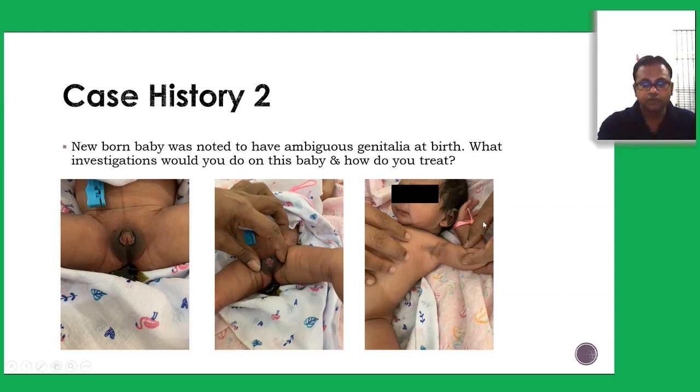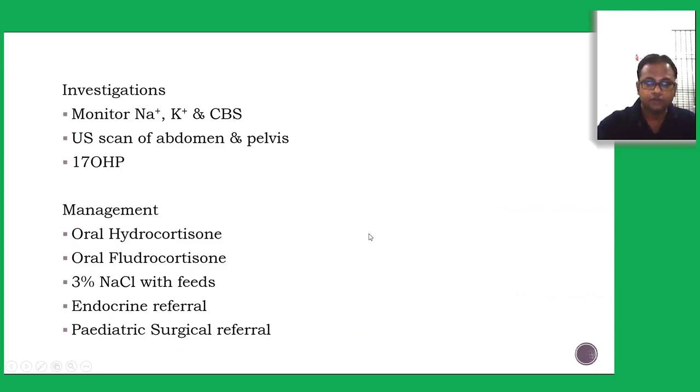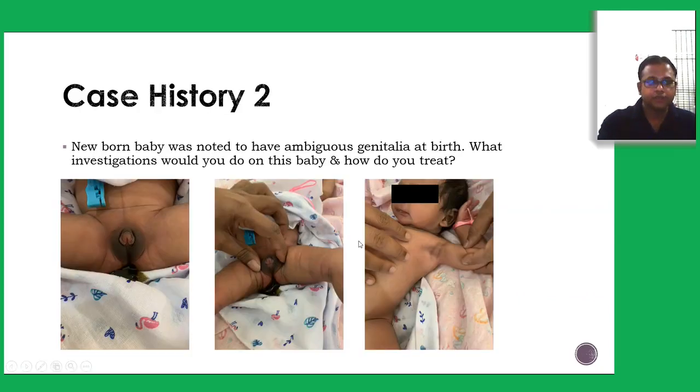Okay, right. So we'll discuss. What are the investigations you are going to do? Here, you can see this child has clitoromegaly, there are labioscrotal folds, there's no vaginal orifice, and it also has pigmentation at the axilla.